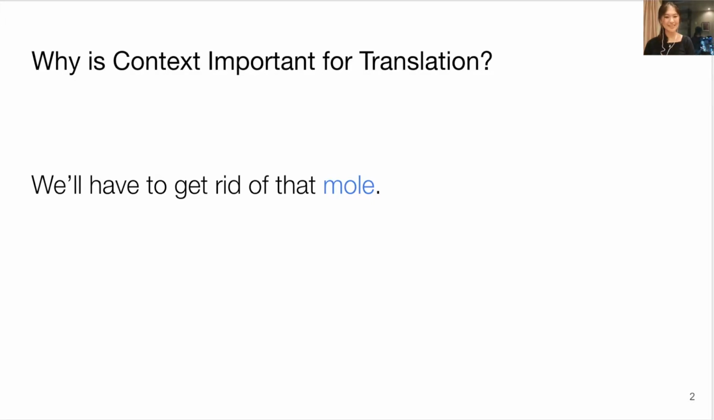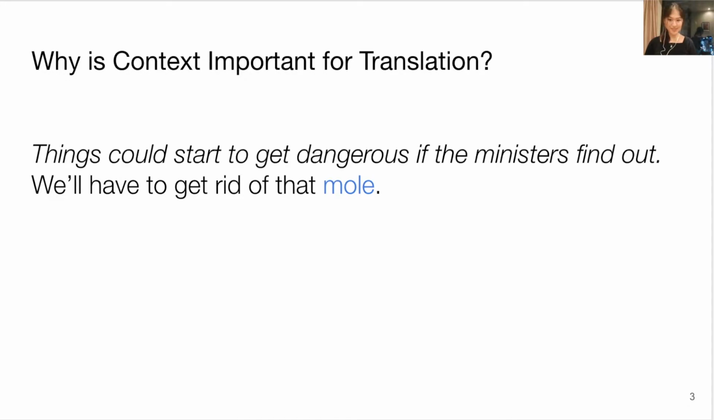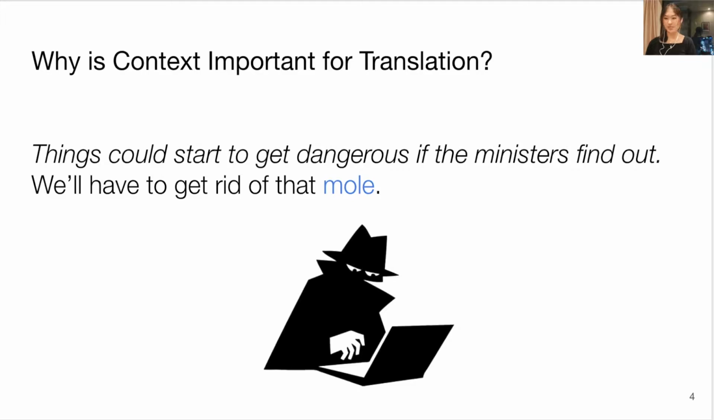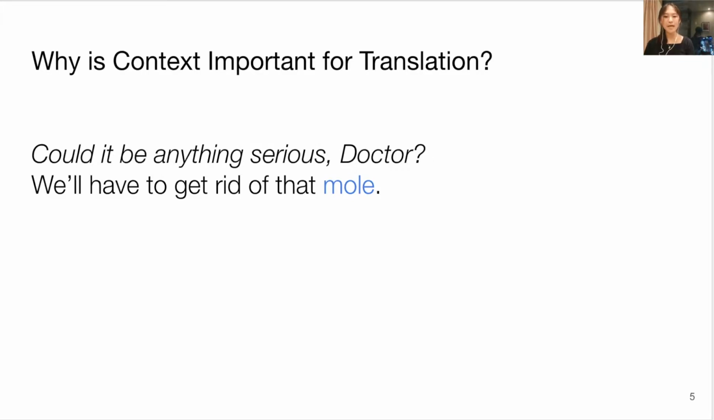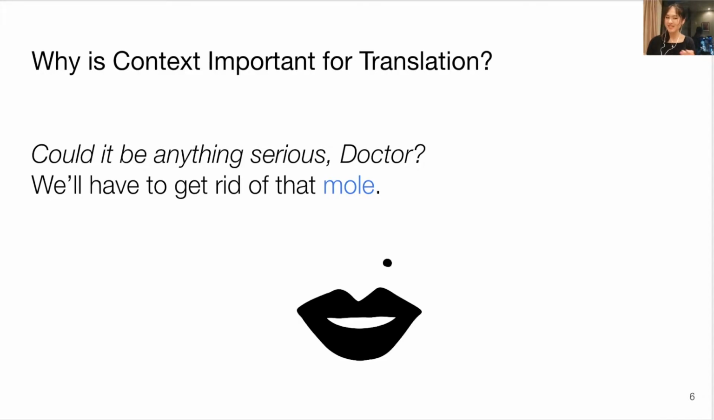Well, let's take a look at this example. Here, what does the word mole in this sentence refer to? Well, if the previous sentence was, things could start to get dangerous if the ministers find out, then the mole probably refers to a spy. But if the previous sentence was, could it be anything serious, doctor? The mole refers to a birthmark instead. So depending on context, the meaning of the word changes, and therefore its translation depends on the context as well.